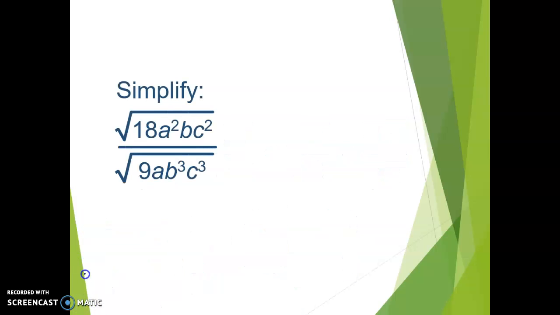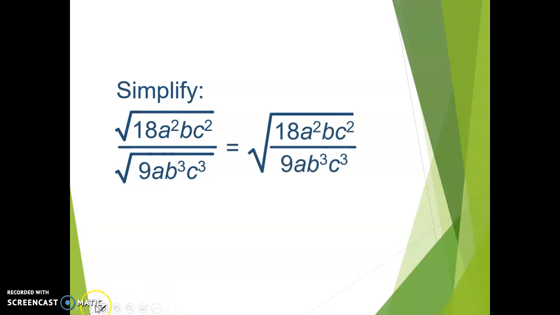Okay, let's simplify this one: the square root of 18a squared bc squared divided by the square root of 9ab cubed c cubed. First thing we want to do is write that as one fractional radicand, and then we start simplifying. When we simplify our 18 and our 9, 18 divided by 9 is 2. We simplify our a's. We have 2 a's on top and 1 on the bottom, and that will simplify to just a.